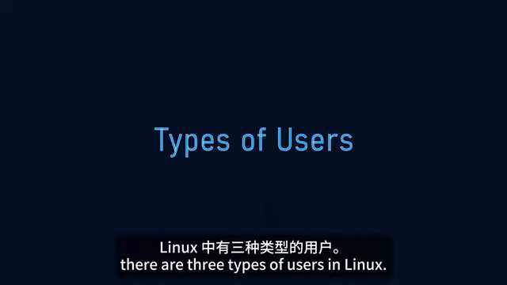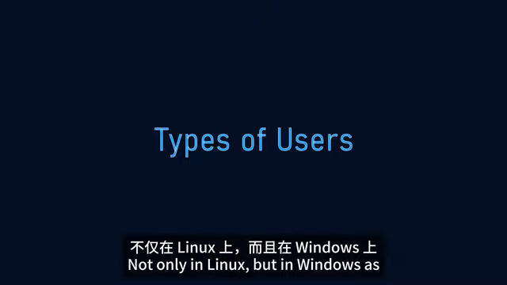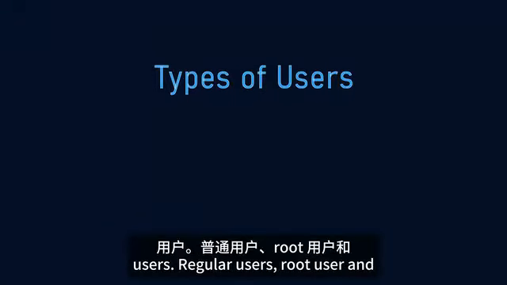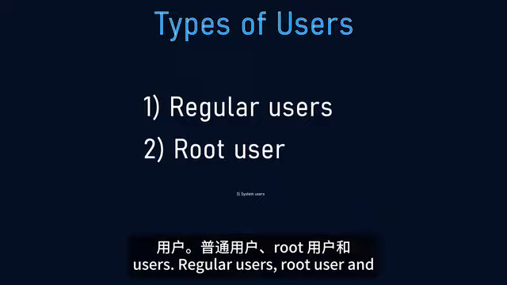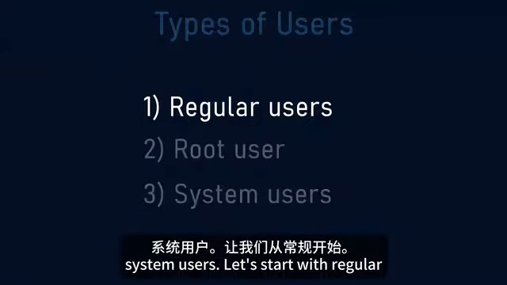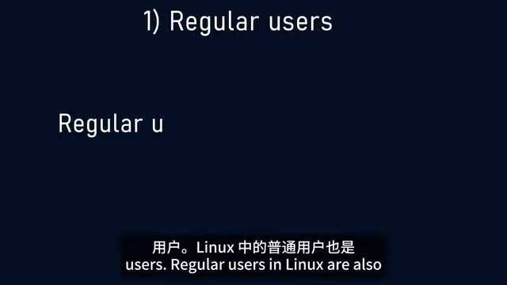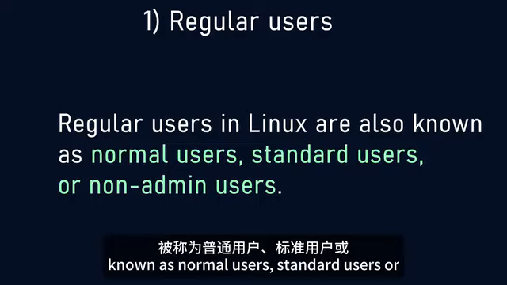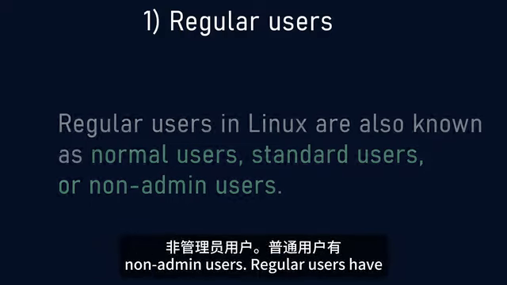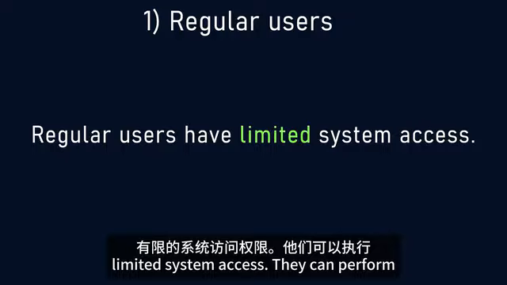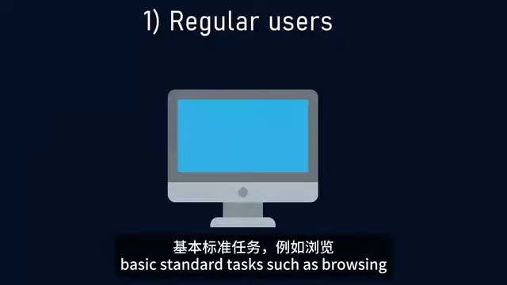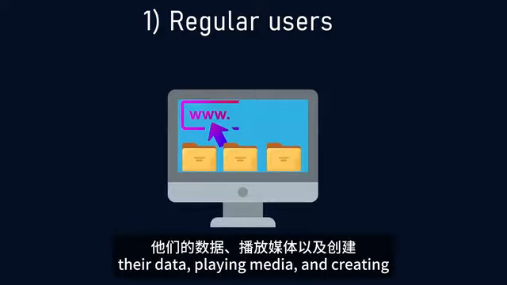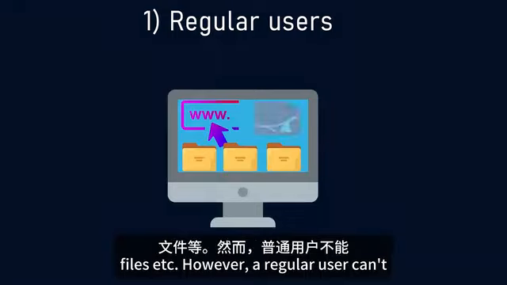Now, there are three types of users in Linux, not only in Linux but in Windows as well. There are three main types of users: regular users, root user, and system users. Let's start with regular users. Regular users in Linux are also known as normal users, standard users, or non-admin users. Regular users have limited system access. They can perform basic standard tasks such as browsing the internet, storing and accessing their data, playing media, and creating files, etc.